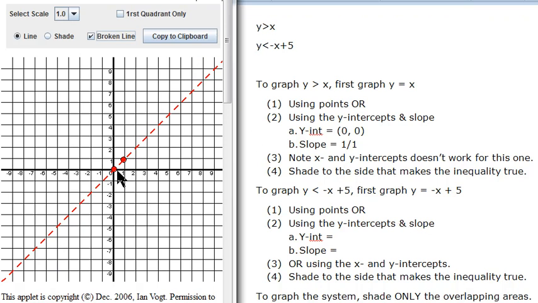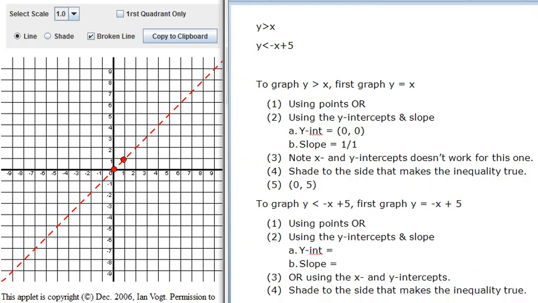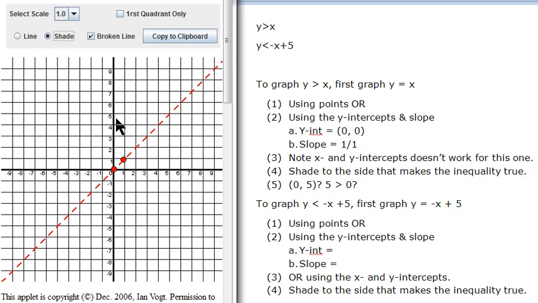I have to figure out which side makes it true, and I can really just pick any point on either side. So if I use the point, let's see, 0, 5, I would put it back into the inequality. Y would be 5, and then x would be 0, and I'd get 5 is greater than 0. Well, is this true? Yes. So I'd want to shade the entire side containing that point. Now if I plugged in a point over here, I would get something that's not true. Something like 0 is greater than 5. Well, that's not true, so I'd shade to the other side. So you just pick any point on one side.